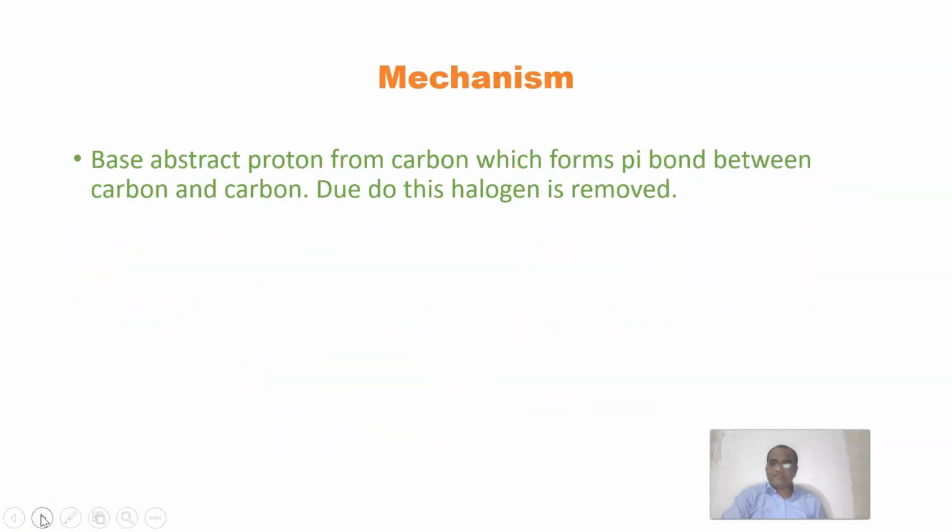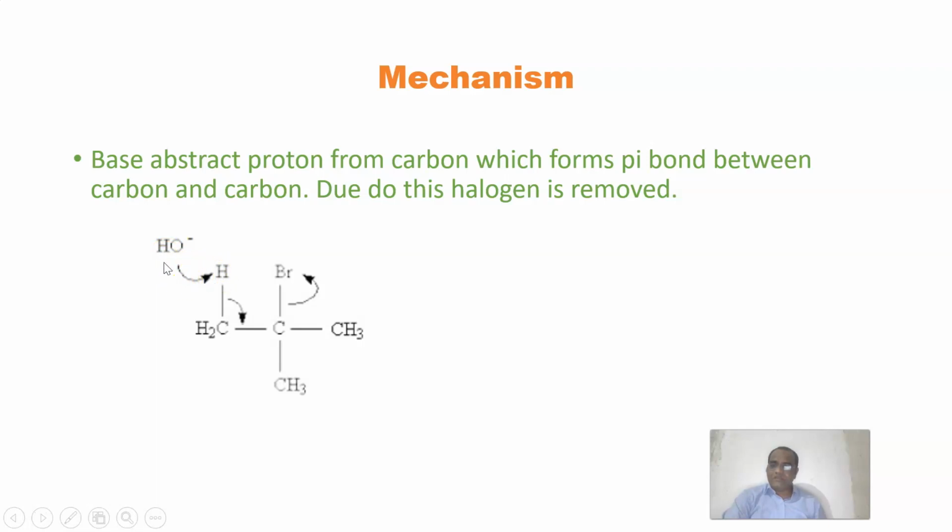Now we'll see the mechanism in detail. In the first step, the base abstracts a proton from carbon, which forms a pi bond between carbon-carbon, and due to this, the halogen is removed. We have seen that it requires a base. This base is nothing but OH, which comes from the dissociation of NaOH. After dissociation it gives a nucleophile, meaning it has a negative charge. An electrophile has a positive charge. All basic molecules are nucleophilic in nature, having a negative charge on them. So this OH abstracts a hydrogen.